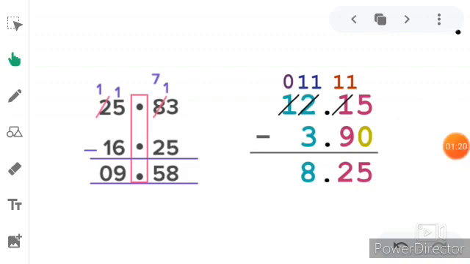Now the next example, 12.15 minus 3.90. So 5 minus 0 is equal to 5. We can't subtract 9 from 1, so we'll borrow from 2. So 1 becomes 11 and 2 becomes 1. So 11 minus 9 is equal to 2. Then again we can't subtract 3 from 1, so we'll borrow from 1. So 1 becomes 11 and this one becomes 0. So 11 minus 3 is equal to 8. So our answer is 8.25. Students, I hope you will understand better.